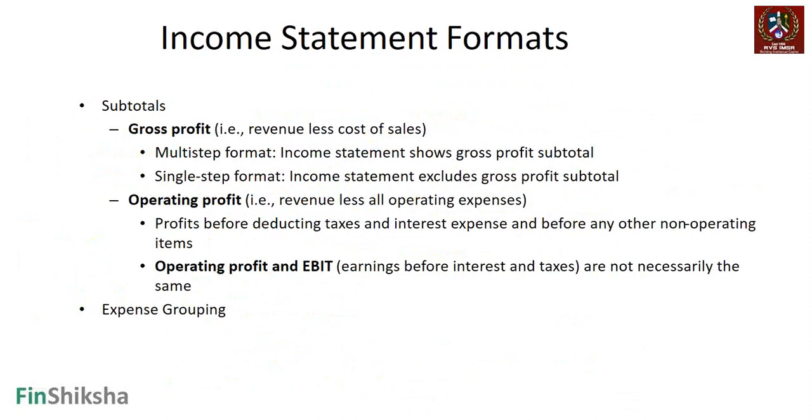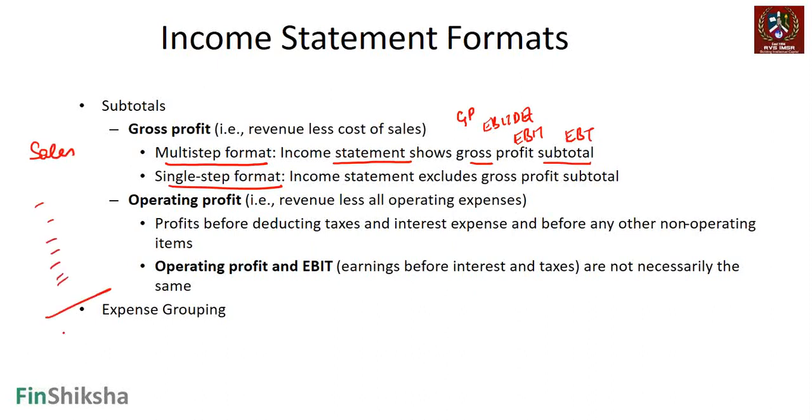Then we have to discuss very quickly what are income statement formats. What we saw just now was a multi-step format. The income statement usually shows gross profit subtotals. So it shows what is gross profit, what is EBITDA, then what is EBIT, then what is EBT, and then what is net profit. In a single step format, you will just say sales and keep putting all the expenses one after the other, and then finally you get to net profit, right?